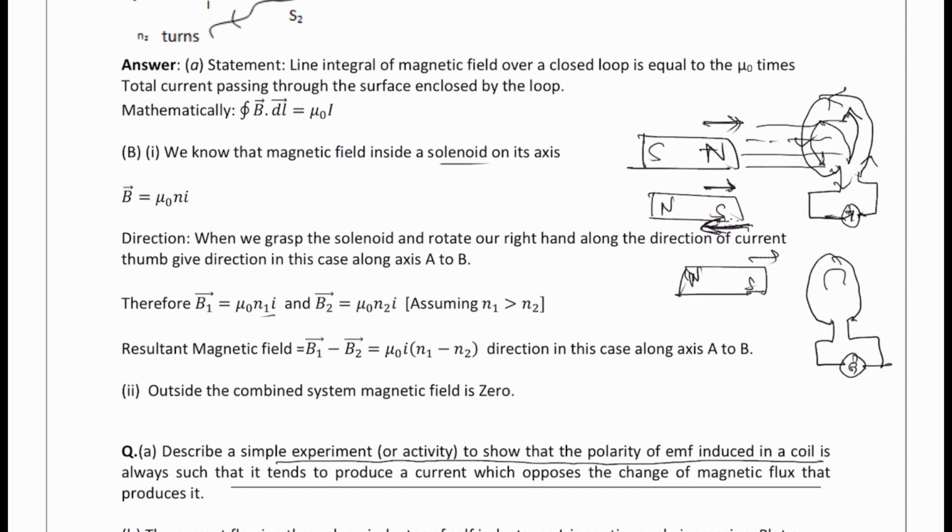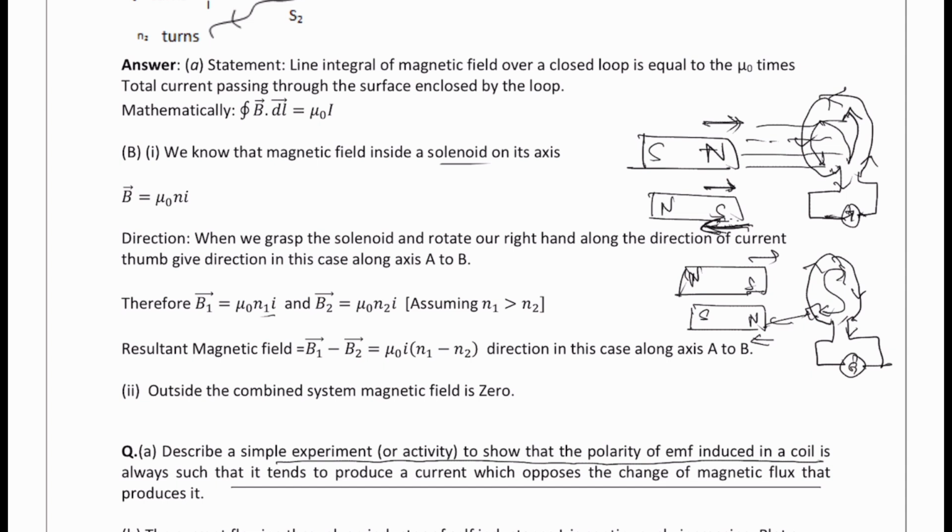If you want to produce a south pole in the coil, then the current direction will be like this. Remember, it is just opposite to when the north pole is produced. Then only the south pole will be repelled, correct? Or if you take away the north pole from the close proximity of this coil, then also a south pole will be produced, because the reason for induced EMF is the north pole receding, so only a south pole can attract this north pole.